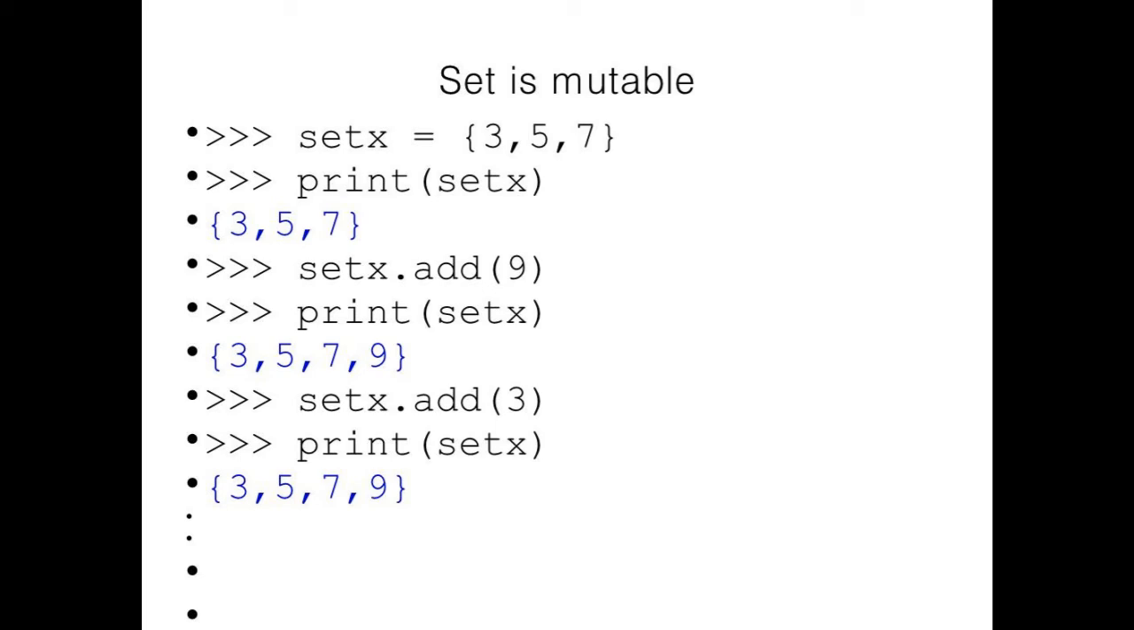And notice that if we further want to add an additional element, and if that element is a duplicate, then that element will not be added to the set. In this case, if you're trying to add a 3 into set X, then set X will remain unchanged because there's already a 3 inside of set X.